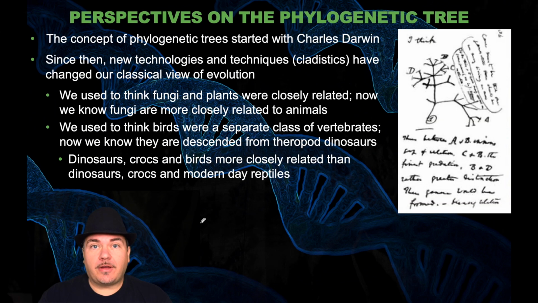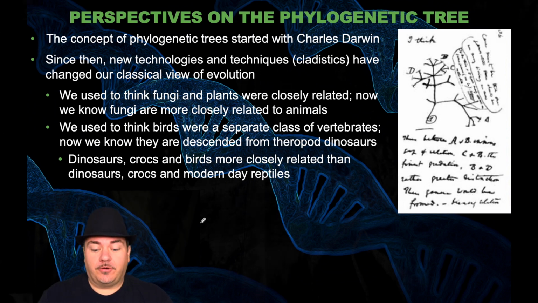So the concept of phylogenetic trees began with Charles Darwin. Since then, new technologies and techniques have changed our classical view of evolution. We used to think that fungi and plants were closely related. However, now we know that fungi are actually more closely related to animals than they are to plants. That mushroom is more similar to you than that mushroom is to a plant.